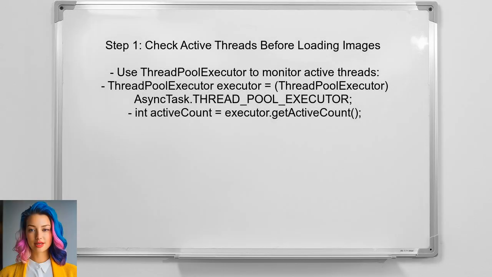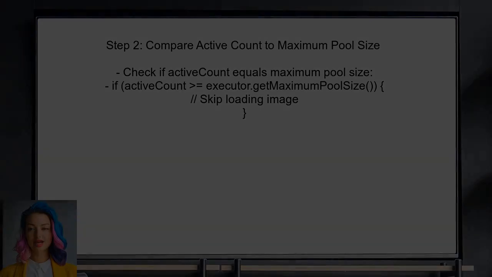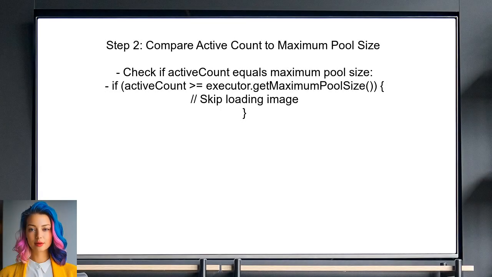To address the issue of the ThreadPoolExecutor being full, the user can check the current number of active threads before attempting to load a new image. This will help prevent the rejection of tasks. Next, the user should compare the active thread count to the maximum pool size. If the active count is equal to the maximum size, the user can skip loading the image.